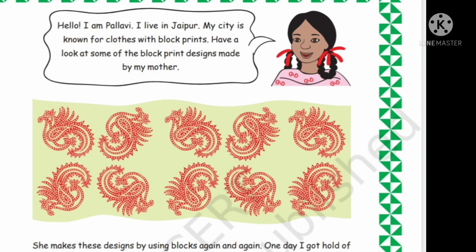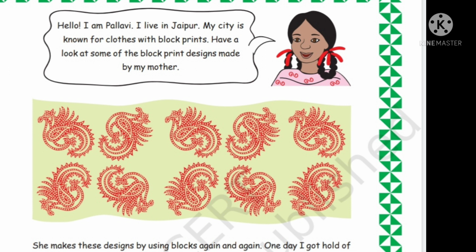Hello, I am Pallavi. I live in Jaipur. My city is known for clothes with block prints. Have a look at some of the block print designs made by my mother. This is Pallavi. She lives in Jaipur and there it is famous for clothes with block prints. Block print means a block is a wooden piece. In that there will be a design imbibed in that block. And we will dip that block in the ink and we will press it on a cloth or on paper or wherever we want to create a design. That is called block printing.